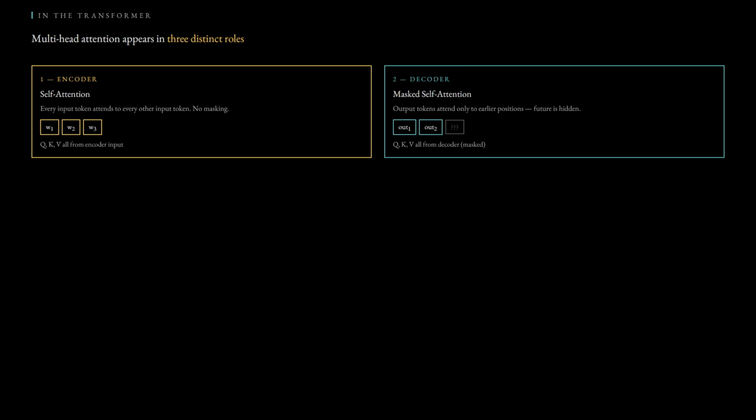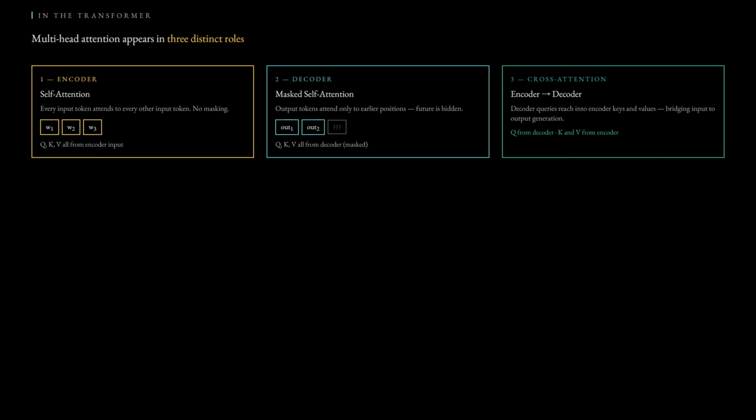The second use is in decoder masked self-attention. The decoder also runs self-attention on its own sequence, but a causal mask is applied to the raw attention scores before softmax. Any position in the sequence can only attend to positions that come before it. The question mark in the box represents future positions that are blocked. This masking is what makes auto-regressive generation possible. When generating a token at position t, the decoder cannot see tokens at position t+1 and beyond, which prevents it from cheating by looking at the answer during inference.